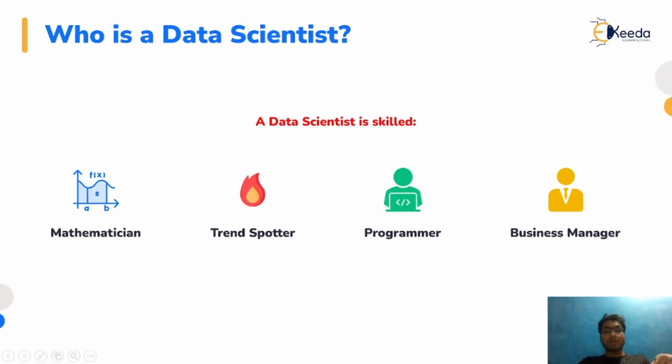Second is trend spotter. As a data scientist, your stakeholders may provide you data that can be totally raw, but using that data you should be able to analyze the trend. In the previous slides we have seen that sales are higher on holidays, so that was a particular kind of trend.